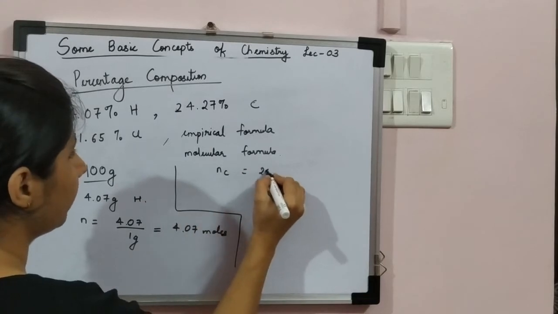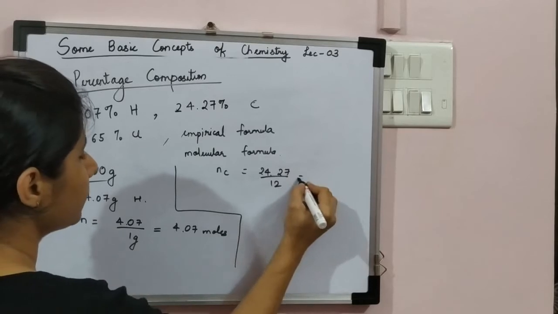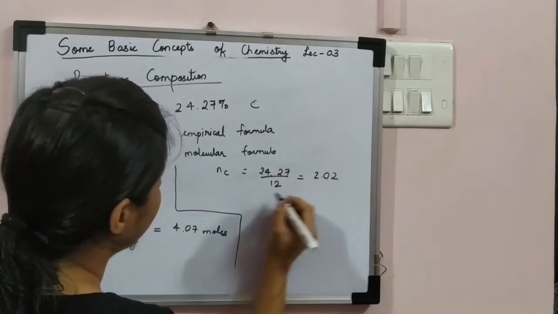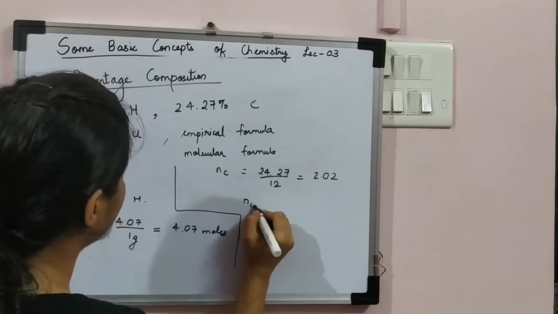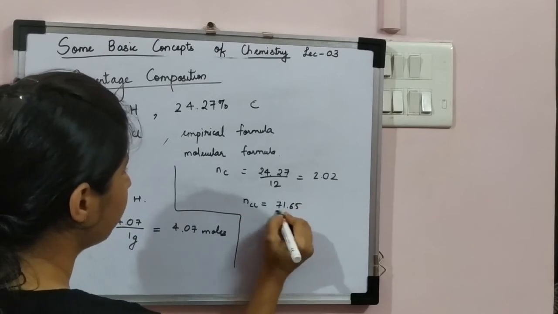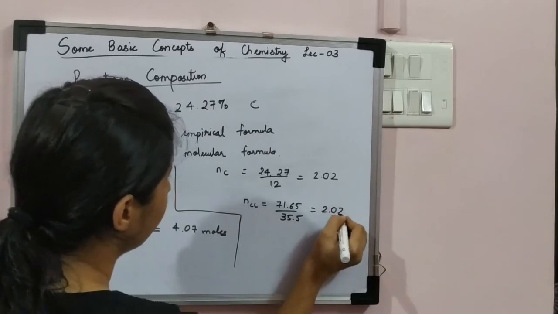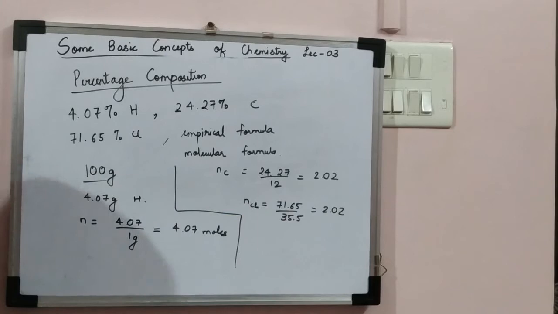For carbon, this would be 24.27 upon 12, which comes out to be roughly 2.02. And the number of moles of chlorine would be 71.65 upon 35.5, which comes out to be 2.02 moles of chlorine. Okay, so this is what we have got, the number of moles.